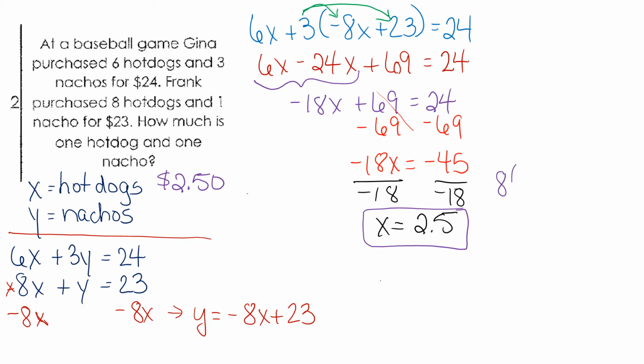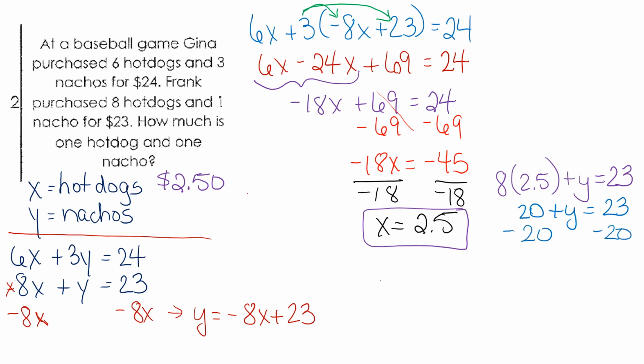So 8 times 2.5 plus Y equals 23. 8 times 2.5 is 20 plus Y equals 23. Isolate the Y by subtracting 20 on both sides. So Y equals 3. So that means that your nachos are going to cost $3.